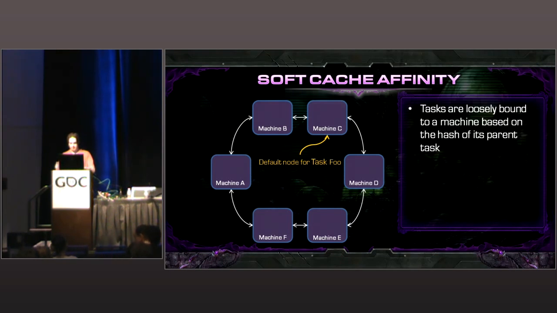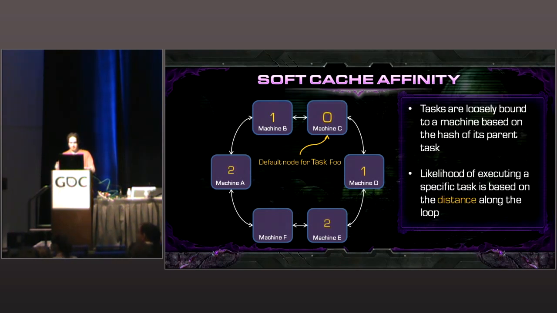And so let's say we have a task, call it task foo, that's hashed to machine C. The most likely location of both input and output files for task foo would be machine C, followed by machines B and D, and then A and E, and then finally the least likely location to find those files would be machine F.